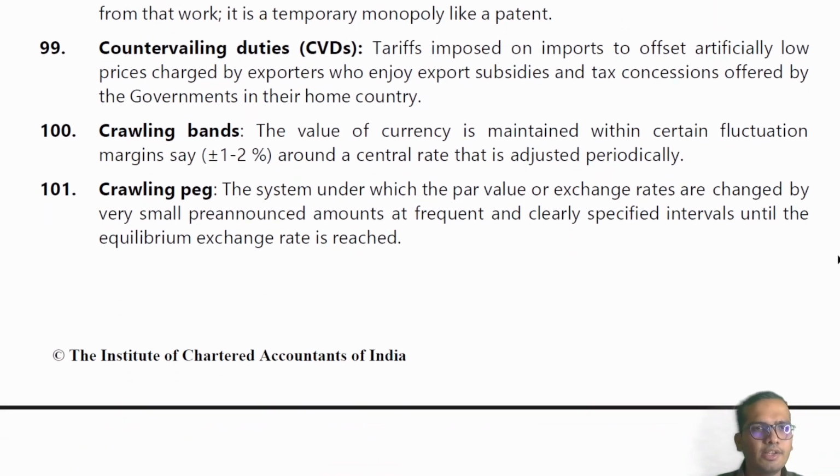Then comes 100, crawling bands. So the value of currency is maintained within certain fluctuation margins, say 1% to 2% plus minus, around a central rate that is adjusted periodically. Then comes crawling peg. So the system under which the par value or exchange rates are changed by very small pre-announced amounts at frequent and clearly specified intervals until the equilibrium exchange rate is reached.